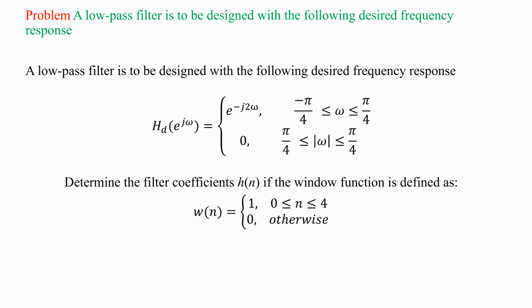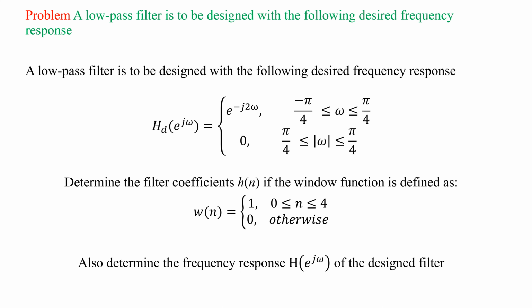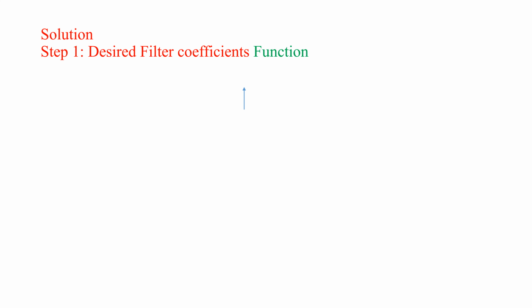Window function is also given. This window function is a rectangular window. We have to find the frequency response capital H of e power j omega. Step one is we have to find the desired filter coefficient function.